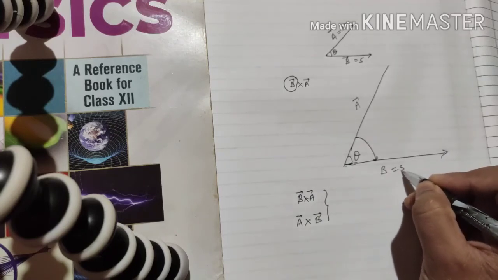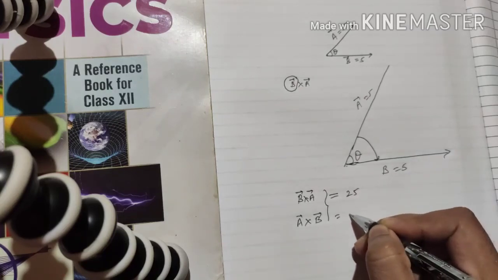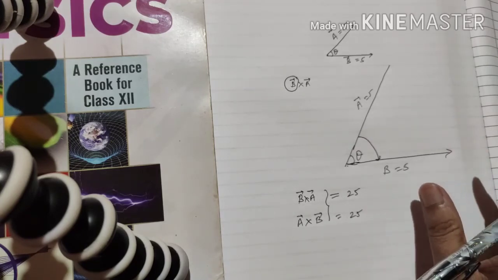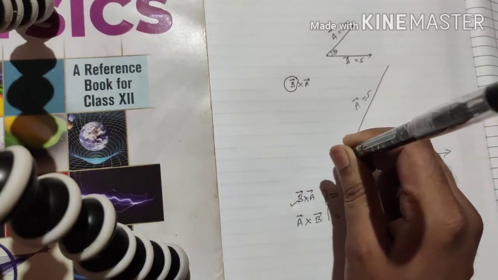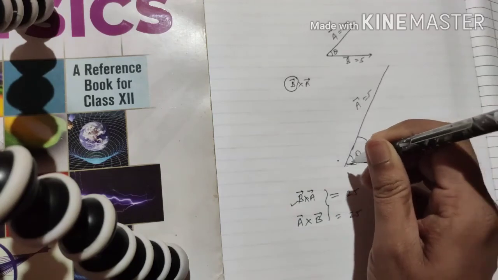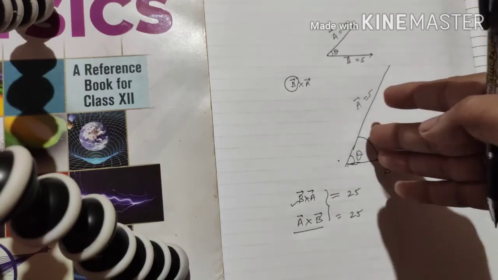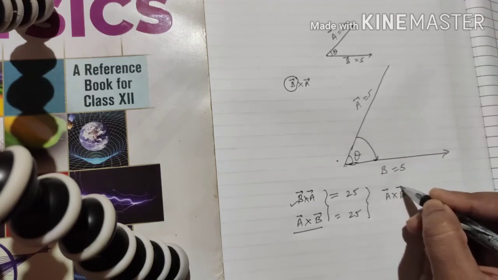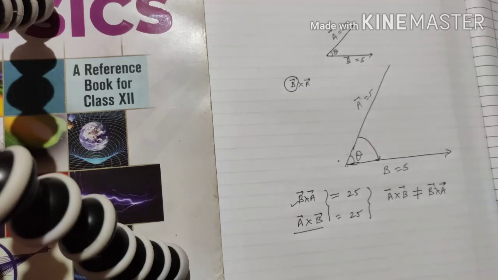Now take the magnitude. Here B is 5 and A is also 5. So in this case the magnitude is 5 into 5, and even in the other case the magnitude is 5 into 5. In both the cases we will get 25, but the direction is opposite. For B cross A we are getting the resultant coming out of the paper. But in case of A cross B, the resultant is going into the paper. So from these two observations we can say, in case of vector multiplication, A cross B is not equal to B cross A. So this is all about the right hand thumb rule.